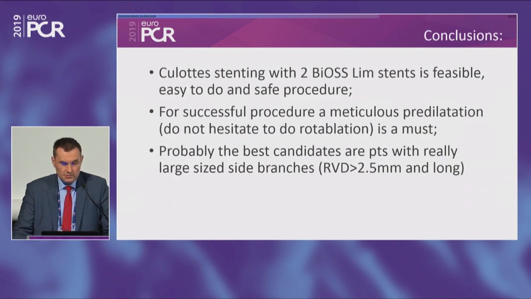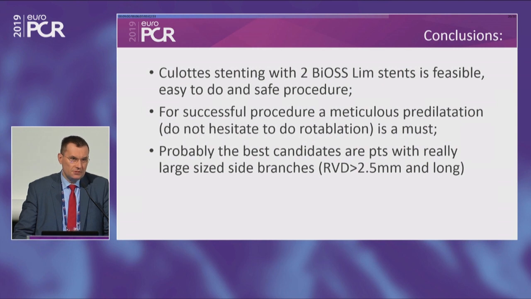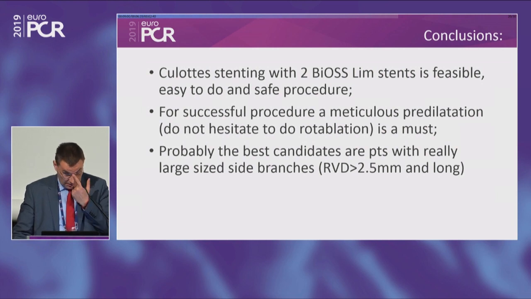So in conclusion, I can say that culotte stenting with two BiOSS Lim stents is feasible. It's easy to do and safe. The preparation of the lesion is of utmost importance. If there is any problem with the predilatation, my advice is to go to rotablation, or even use it from the beginning. In general, for the culotte with BiOSS, we have around 30 cases done. It's good to select patients with large side branches with a size of more than 2.5. Thank you.